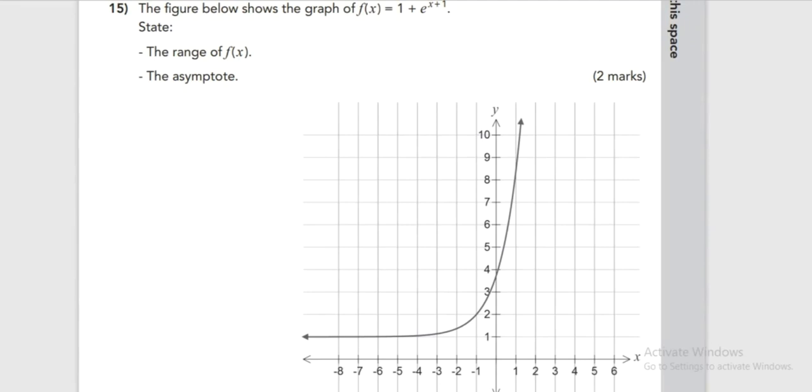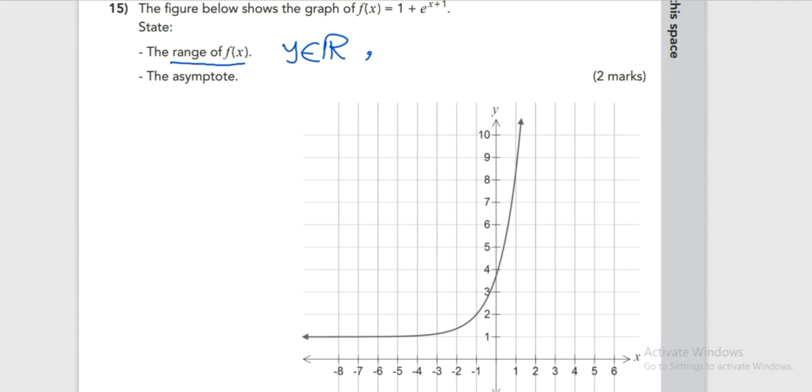Question 15. The figure below shows the graph of f of x equals 1 plus e to the power of x plus 1. State the range of f of x and the asymptote. As we said before, the range is related to values of y, which belongs to the set of real numbers. So domain is related to values of x, range is related to values of y.